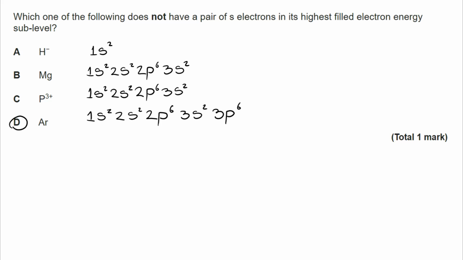And D, finally, we've got argon, which ends in 3p6 and is therefore the correct answer because it doesn't have a pair of S electrons in its highest filled electron energy sublevel.